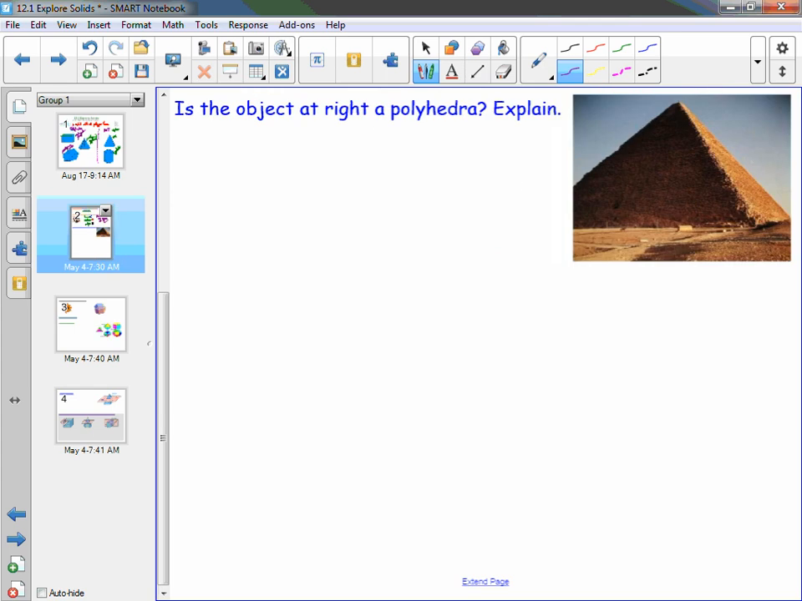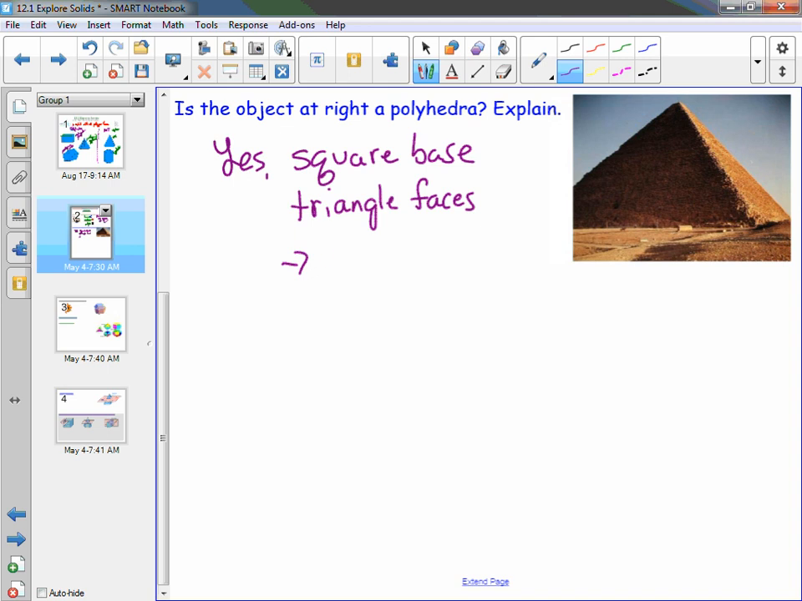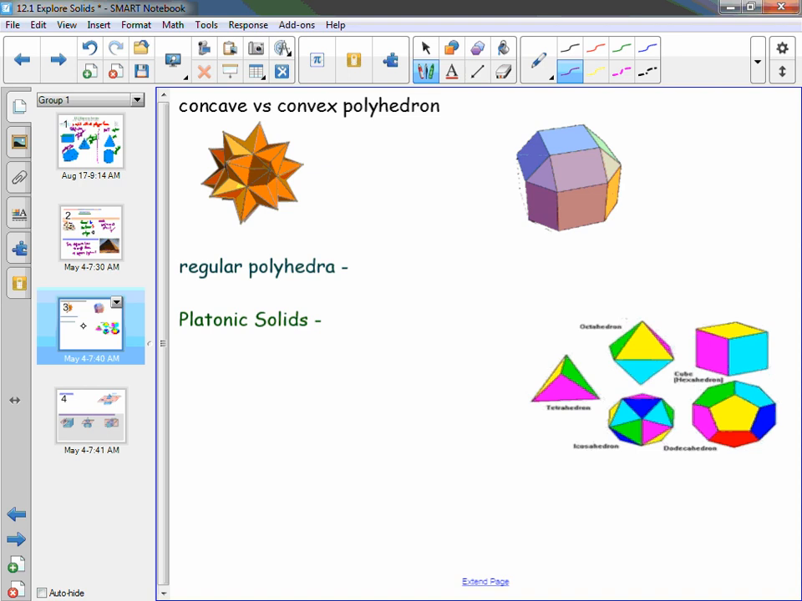So is the object at right a polyhedron? Well, it has a square base, triangle faces, also called sides. So it is a square pyramid. And a square pyramid is in fact a polyhedron.